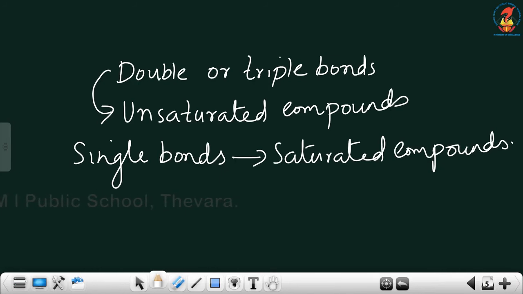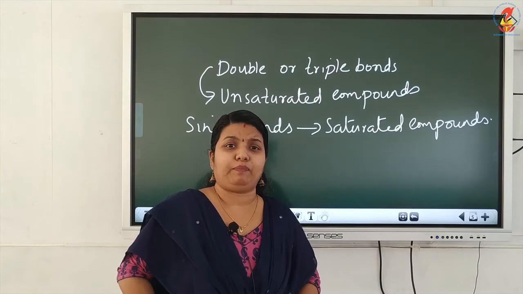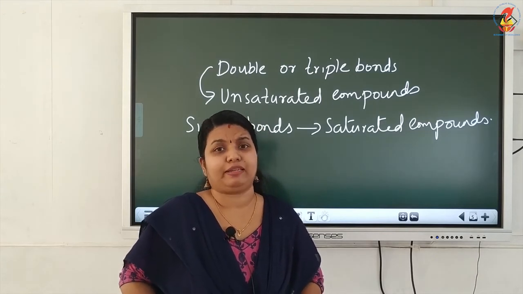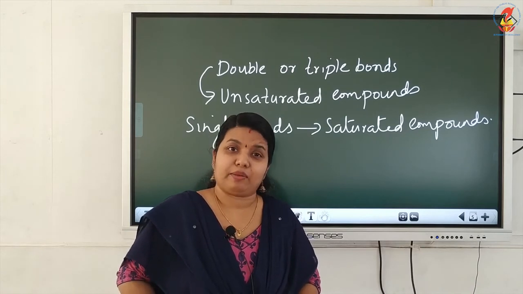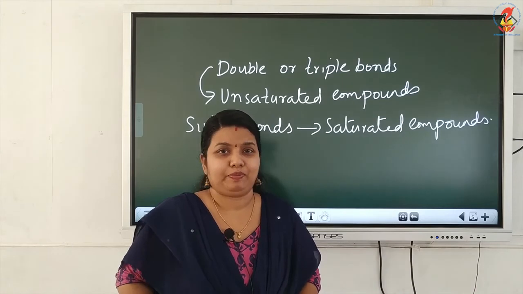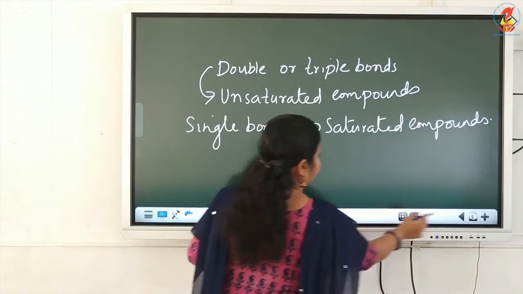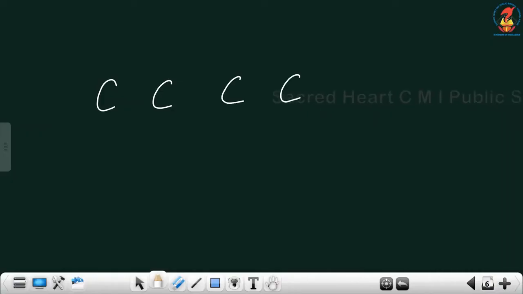Okay. So saturated compounds and unsaturated compounds. In saturated compounds, all the bonds between carbon atoms are single bonds. In unsaturated compounds, carbon atoms may be linked by means of a double bond or triple bond. One example I will show you for double bond and triple bond. Same 6 number of carbon atoms.